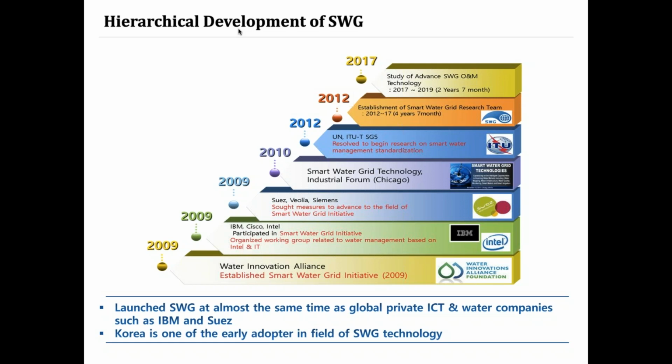The Smart Water Grid has a short history, initiated in 2009. Hence, Korea started in 2012. That means Korea is one of the early adopters in the field of smart water grid technology.